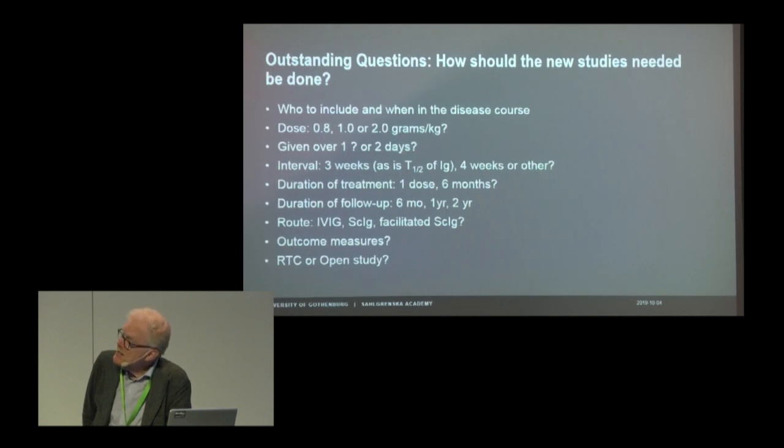But if I should end with the last slide here before acknowledgement, it is the outstanding question. So how should we do the new studies needed? Who should we include? I mean, we have the PANDAS patients, but when in the disease course should we include them? There is much in favor of the idea that with immunological diseases, you have a window of opportunity. That means that you should treat early and hard.